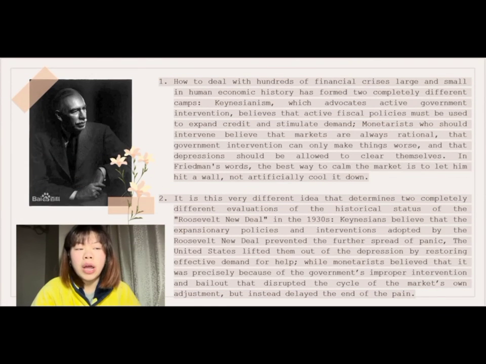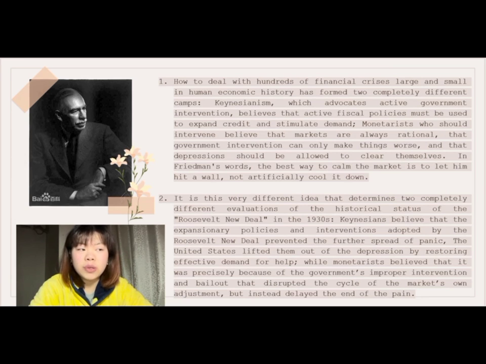And also, how to deal with hundreds of financial crises, large and small, in human economic history has formed two completely different camps. Keynesianism advocates active government intervention and believes that active fiscal policies must be used to expand credit and stimulate demand. And also the monetarists, who believe that markets are always rational, that government intervention can only make things worse, and that depressions should be allowed to clear themselves.